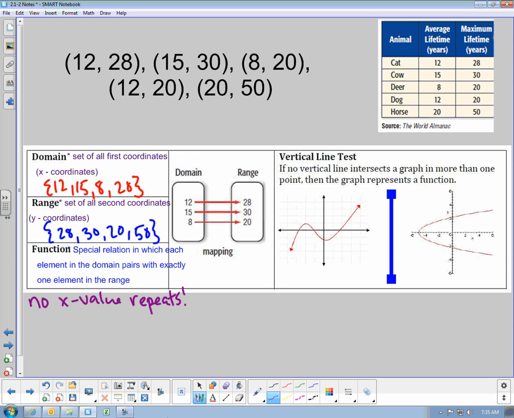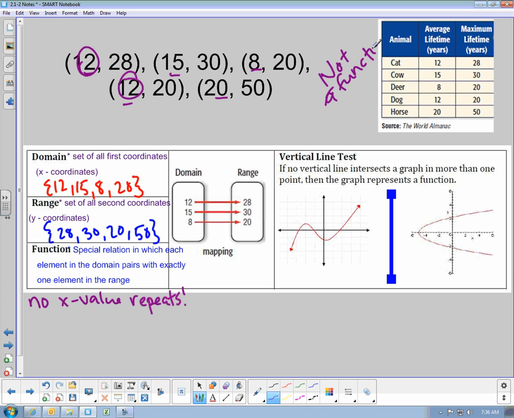So that's a quick way to check if you're looking at something like this list up here, 12, 15, 8, 12, and 20. These 12s repeat, so this one is actually not a function because the domains repeat. Not a function is what I meant to write there. Sorry about that. Not a function.